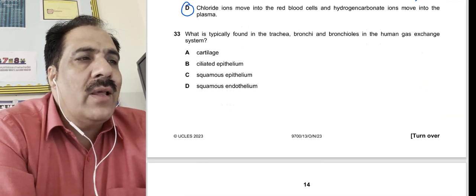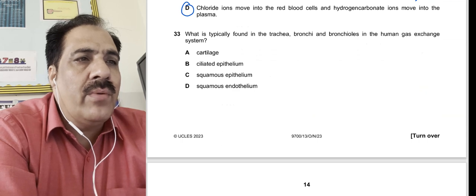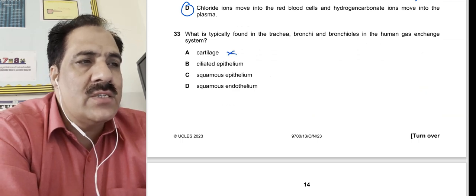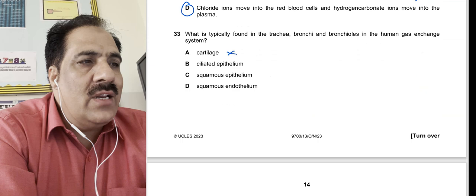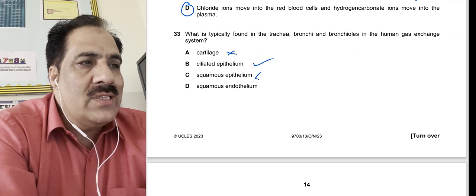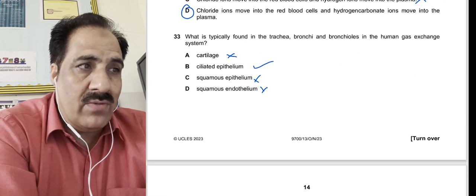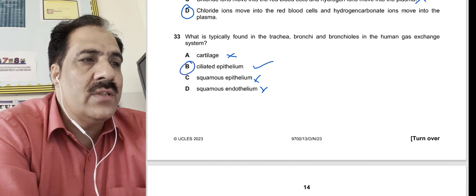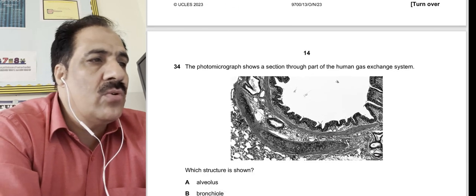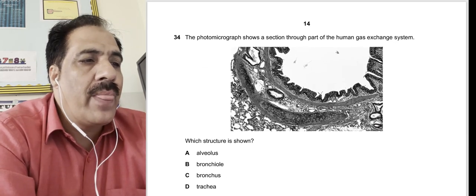What is typically found in trachea, bronchi, bronchioles in the human gas exchange system? Okay, we can see that cartilage is not present in the bronchioles. Ciliated epithelium is present in all of them. Squamous epithelium is not present in them, and endothelium is not present in them. So correct option is B.